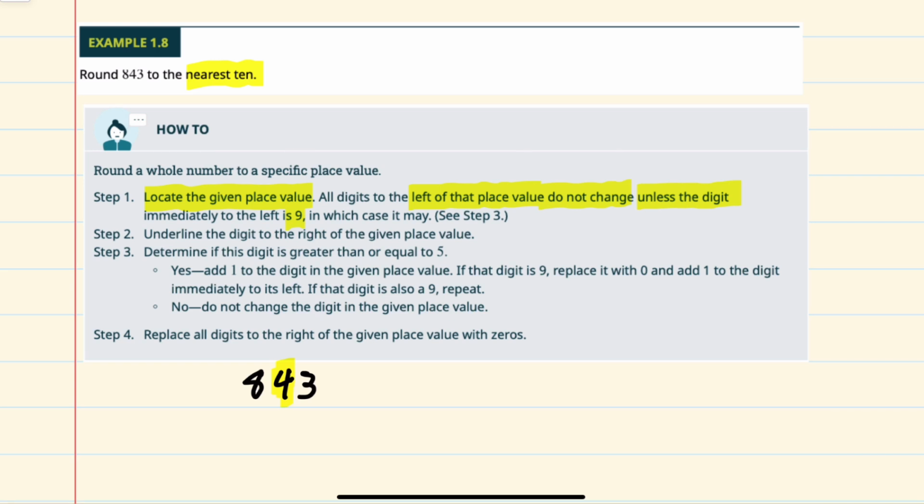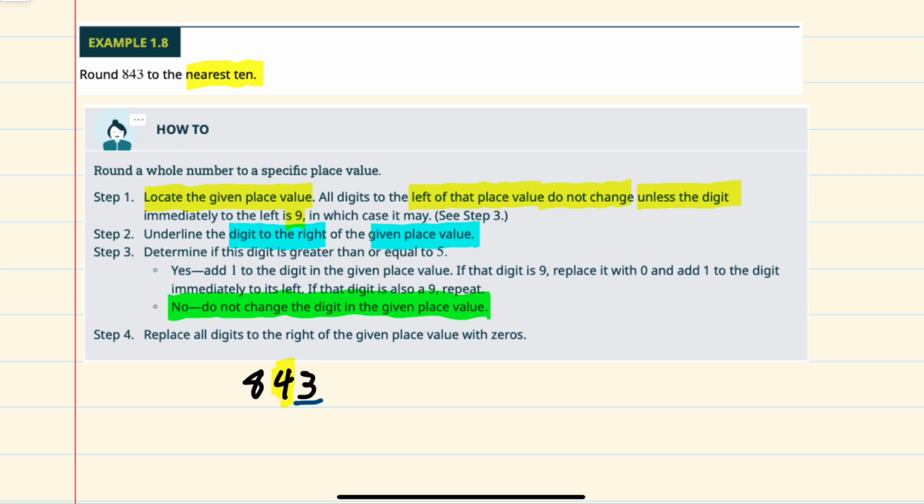And then in step 2, we're asked to underline the digit to the right of the given place value. So we will underline this 3, which is to the right of our given place value where the 4 is. And then in step 3, we are to determine if the digit is greater than or equal to 5. This digit is a 3, so no, it is not greater than or equal to 5. So we know not to change the digit in the given place value.